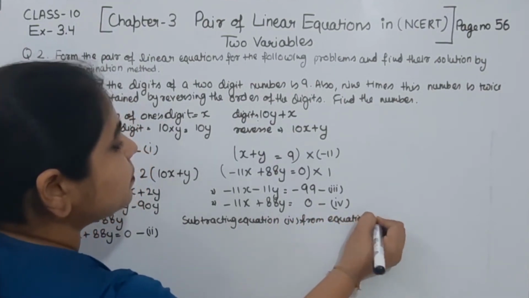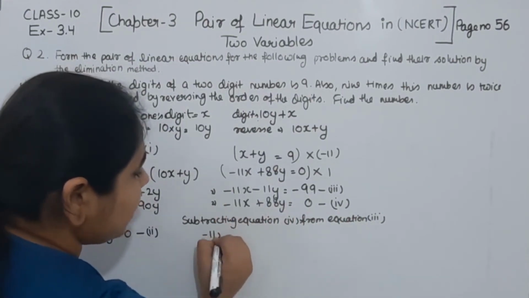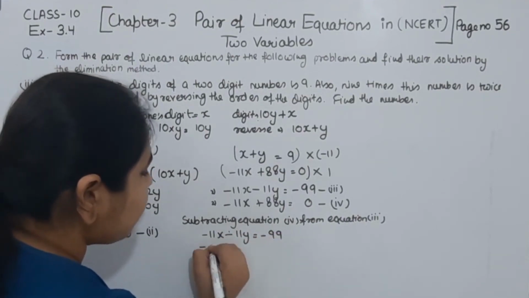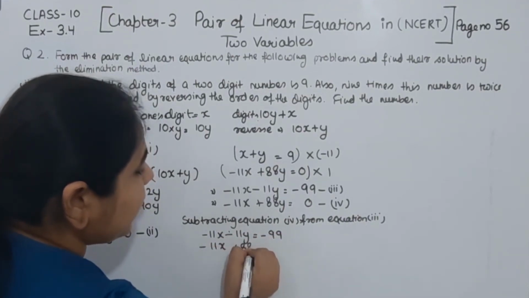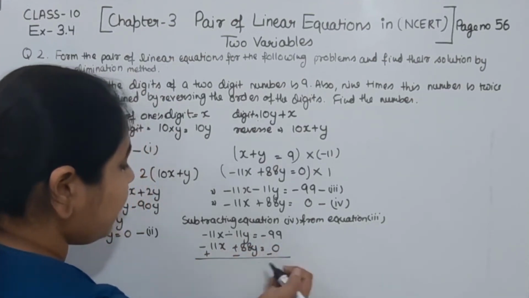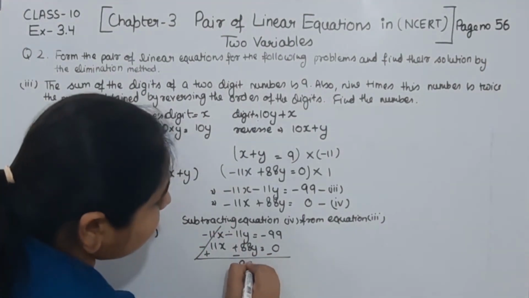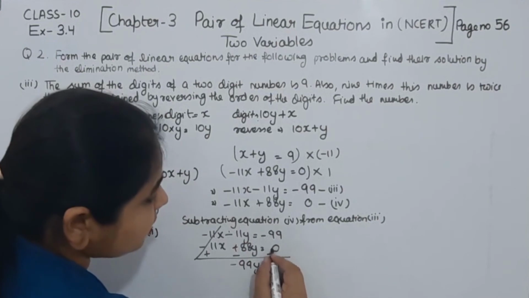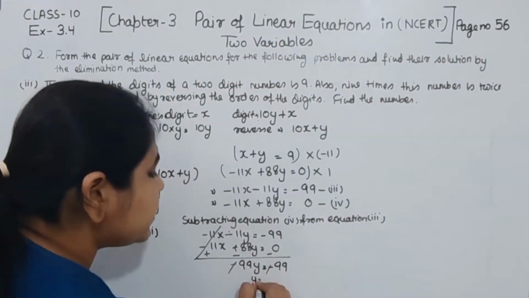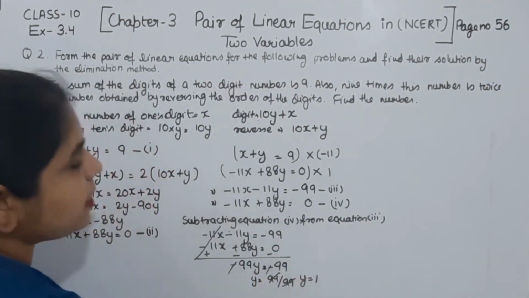equation 3. So equation number 3 and equation number 4: minus 11x minus 11y is equal to minus 99. Here we are having minus 11x plus 88y is equal to 0. We are going to change the signs here. So minus 11x and plus 11x cancel. Here we have minus 99y and here we have minus 99. Now minus is cancelled from minus, y is equal to 99 divided by 99. So the value of y is equal to 1.